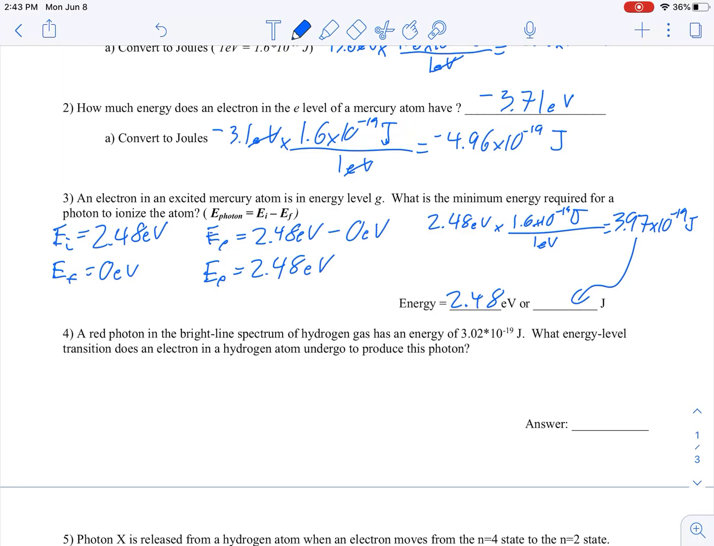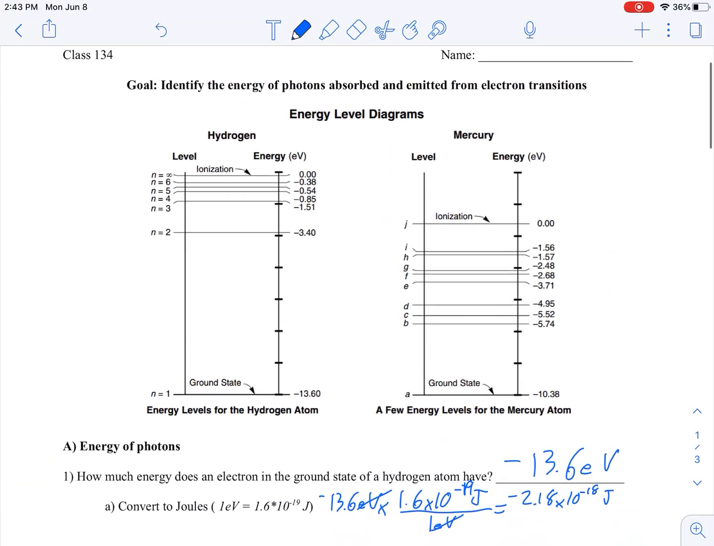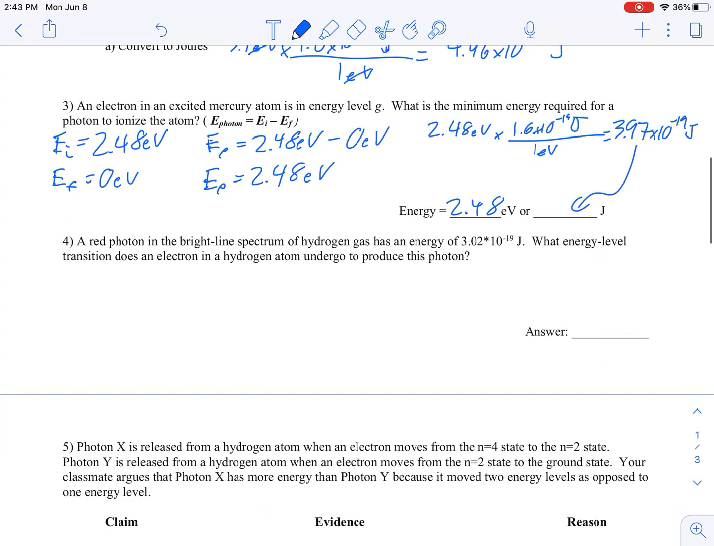Now, a red photon in the bright line spectrum of hydrogen gas has an energy of 3.02 times 10 to the negative 19 joules. What energy level transition does an electron in the hydrogen atom undergo to produce this photon? One thing I just want to show you is that there's no joules up here. So we have to convert it to electron volts. That's the first thing we need to do.